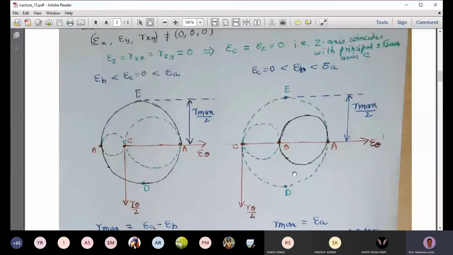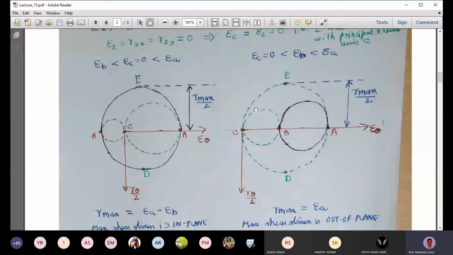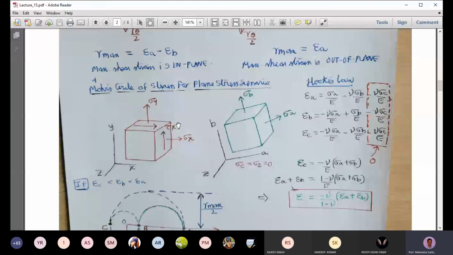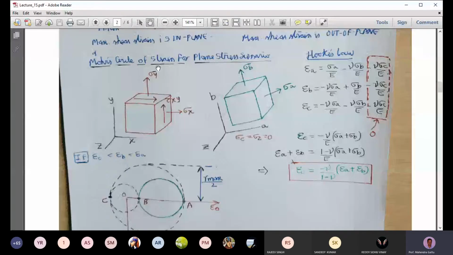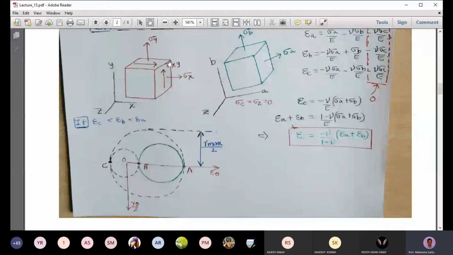So this is for the plane strain scenario. This is a Mohr circle for plane strain. Now we can do a similar exercise by drawing the Mohr circle of strain for the plane stress scenario. So in plane stress, we have normal stresses sigma x, sigma y, and shear stress tau xy. All these stresses are acting in one plane. Out of plane, on the front face and the away face, there are no stresses acting there. So sigma z, tau xz, and tau yz are all 0.